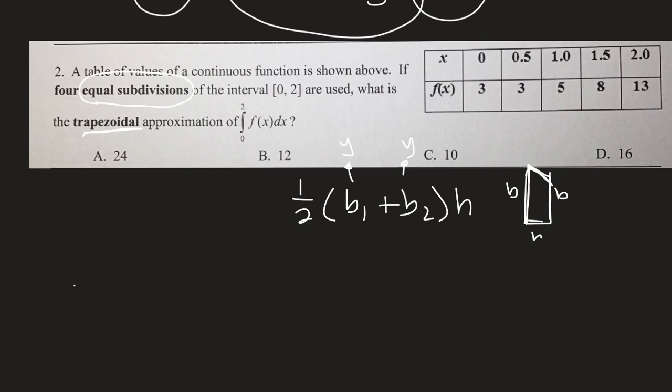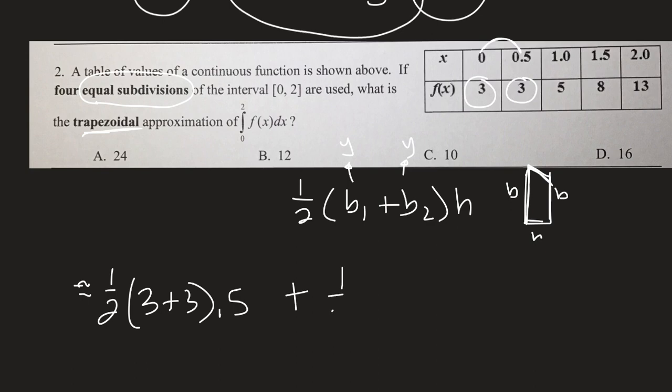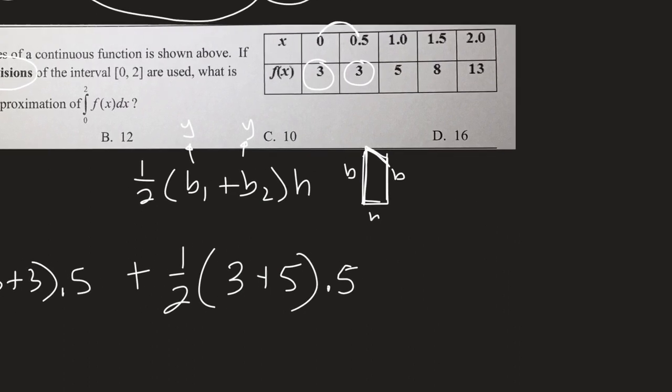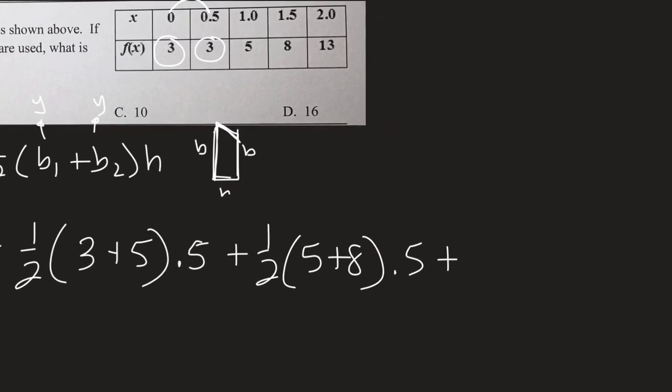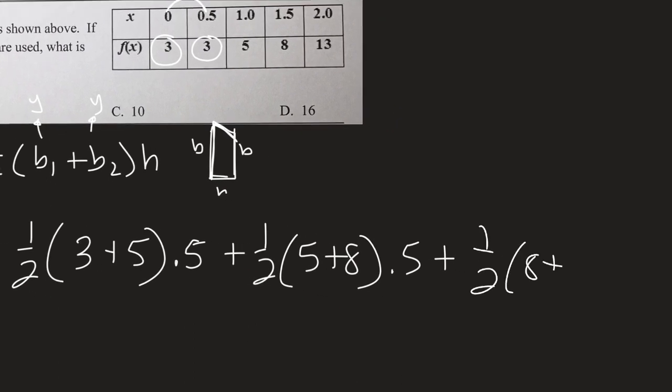Okay, so we can approximate this by doing 1/2 of the first base, which is 3, plus the second base, which is 3, times 1/2. That's the distance in between 0 and 1/2. Okay, we're going to do the same thing for all of these. So 1/2 of 3 plus 5 times, once again, 0.5, plus 1/2 of 5 plus 8 times 0.5, plus 1/2 of 8 plus 13 times 0.5.